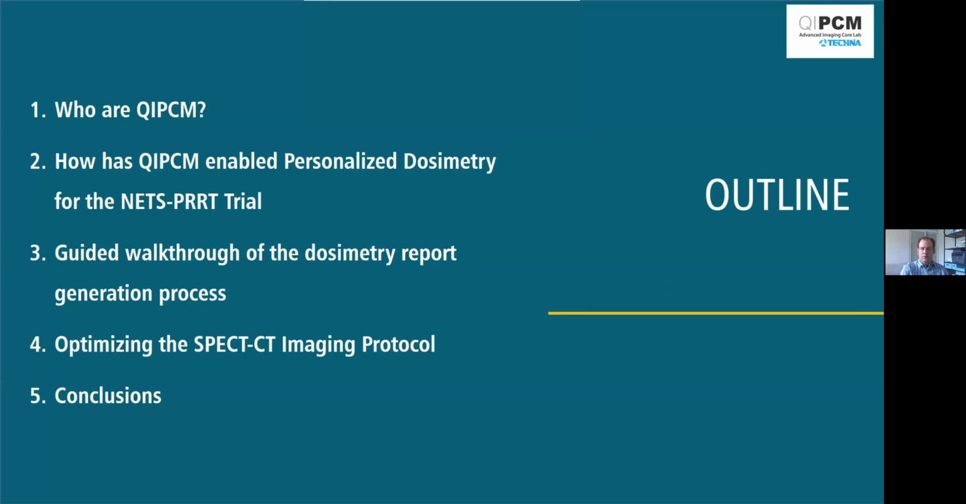And I'll start off with a brief outline of what I'll be speaking about this morning. I'll begin by giving a very brief introduction of QiPCM and then discuss what we've done to enable personalized dosimetry for the Netprt trial. We'll go through what the dosimetry report generation process looks like, and then I'll present a sub-study we performed to evaluate whether we could decrease the amount of imaging required to perform individualized dosimetry, thereby making it more cost-effective for the hospital as well as less burdensome for the patient.